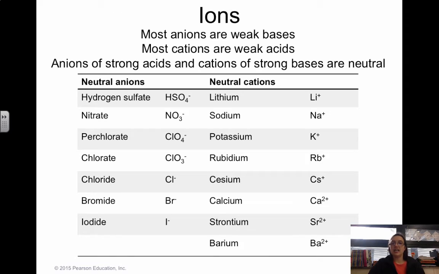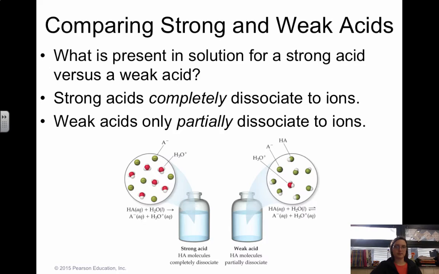When we look at ions, most anions are weak bases. So most anions are weak bases, most cations are weak acids. Although any anions from a strong acid and any cations from a strong base are neutral. The reason that we can remember that anions are bases is because the anions come from an acid. You always have to have an acid-base pair. The cations come from a base. You always have to have that acid-base pair.